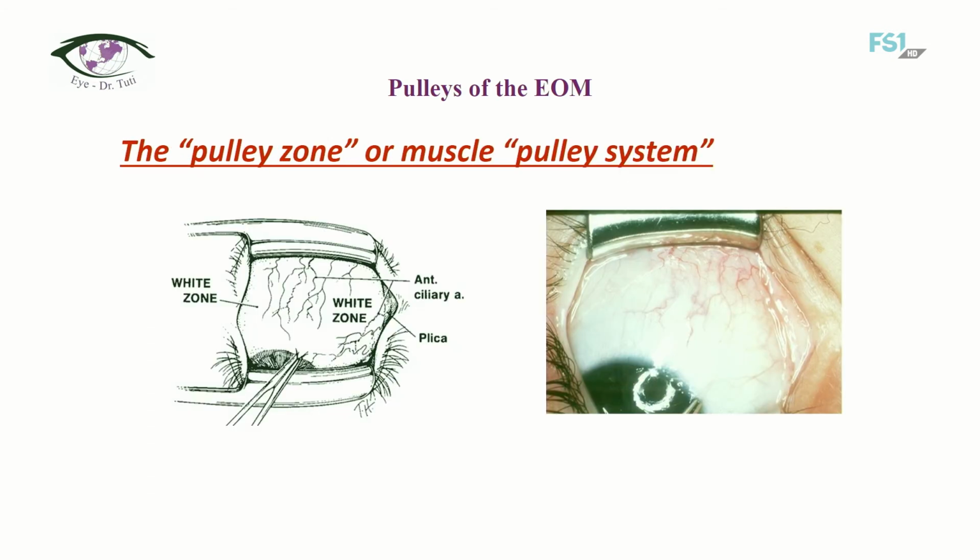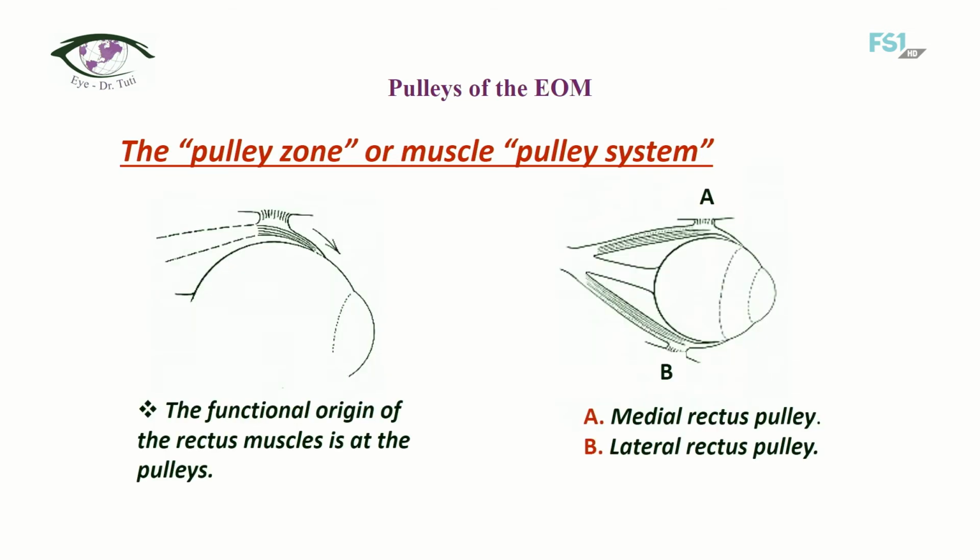There is also a term like pulley zone or muscle pulley system. Here, for example, during the surgery, we can see this white zone at the junction of the middle and posterior third of the globe, similar to Listing's plane. So this is the so-called pulley zone. The same we can see in a schematic picture in this slide.